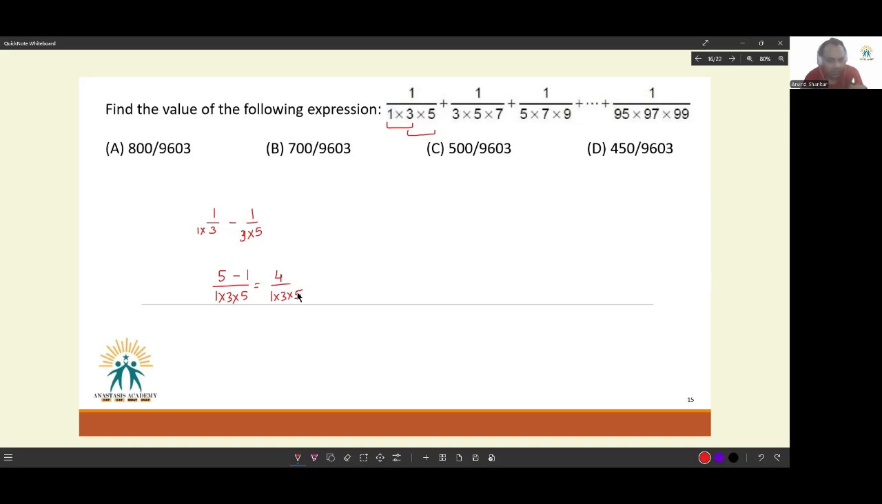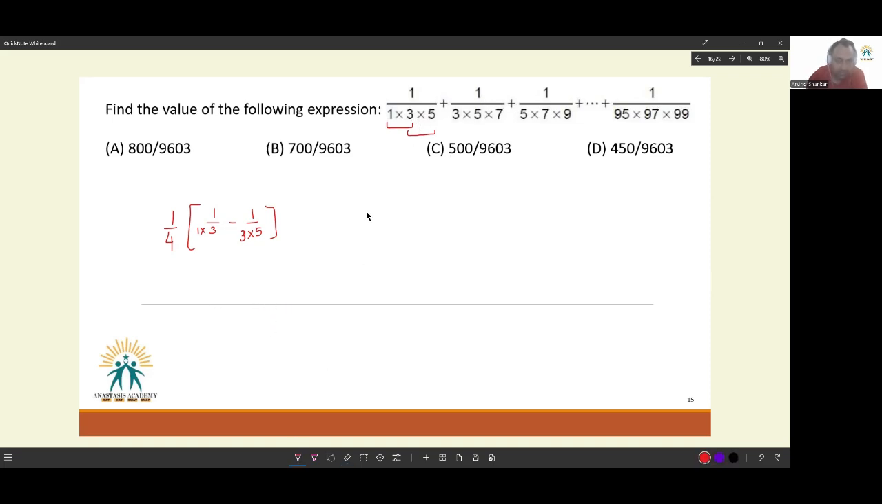And this is not great. I did not want this. I wanted 1 by 1 into 3 into 5. So as an adjustment, I will have to introduce a 1 by 4 on the outside. In order to get to 1 by 1 into 3 into 5, I will introduce an adjustment of 1 by 4 on the outside. This works. This is perfectly all right.